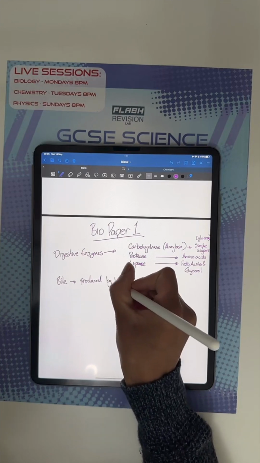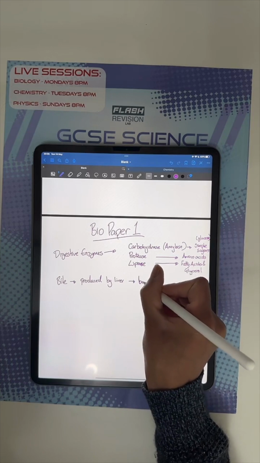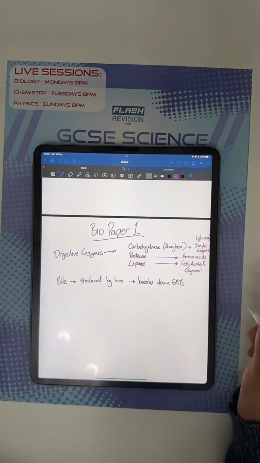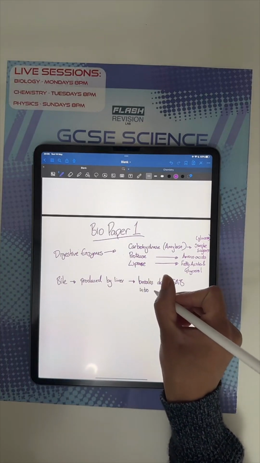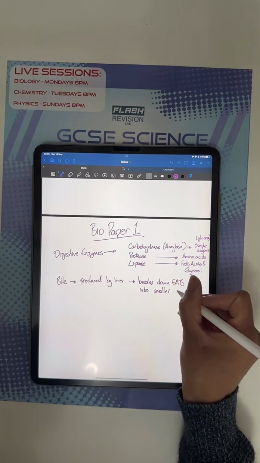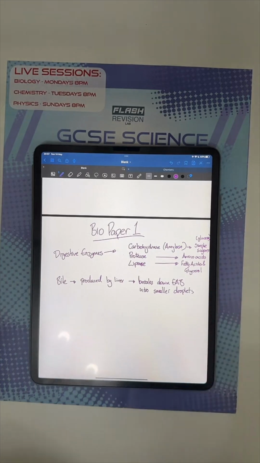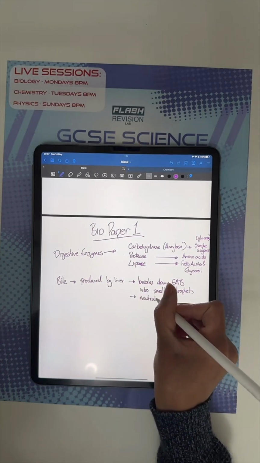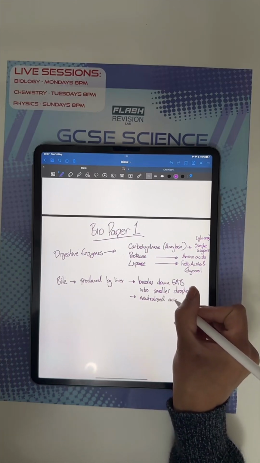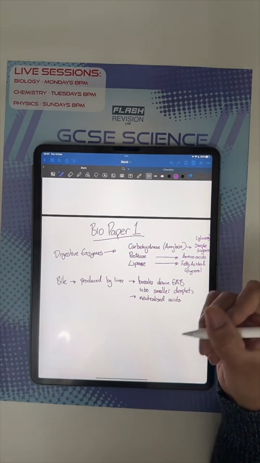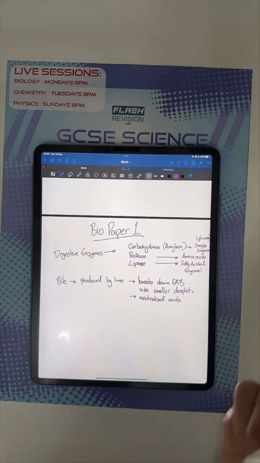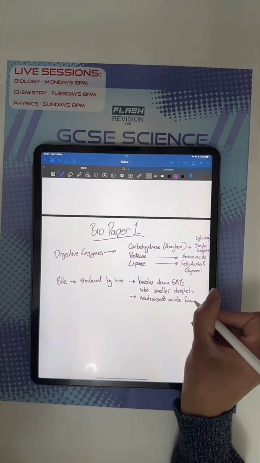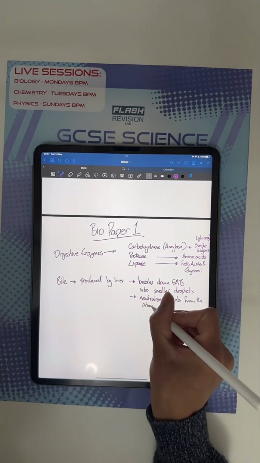Bile is produced by the liver, and it breaks down fats. We say it emulsifies fats into smaller droplets, and it has a secondary function as well. So that's not the only thing it does. It also, yes, amazing, it also neutralizes acids from the stomach. So you see that stomach, it has hydrochloric acid in it. So when the food comes out of the stomach, it's going to be really acidic. It's bad for the rest of the body. So we need to neutralize it to make it neutral again. So it neutralizes acids from the stomach. So that's what the bile does in the digestive system.